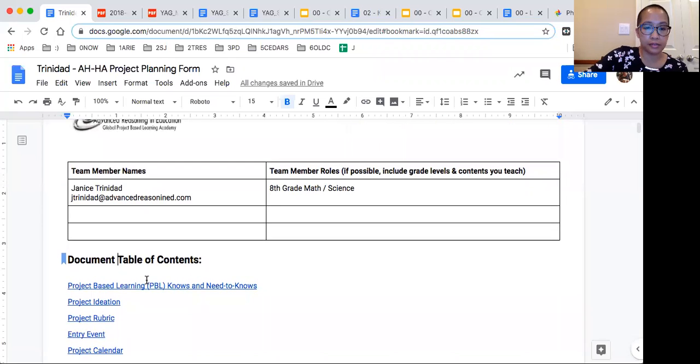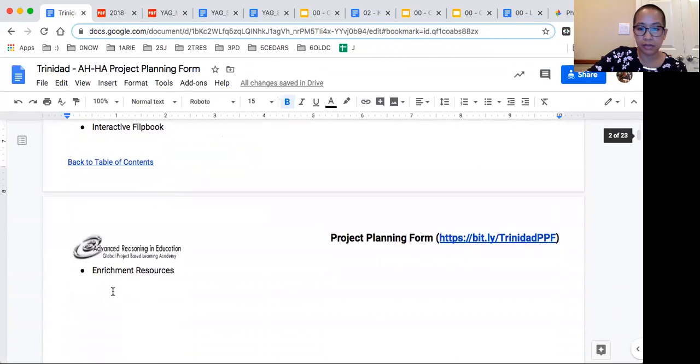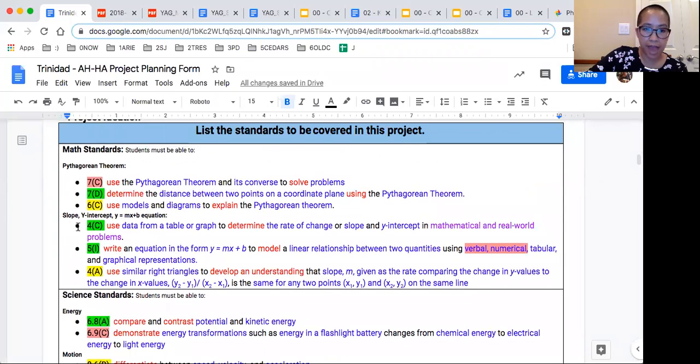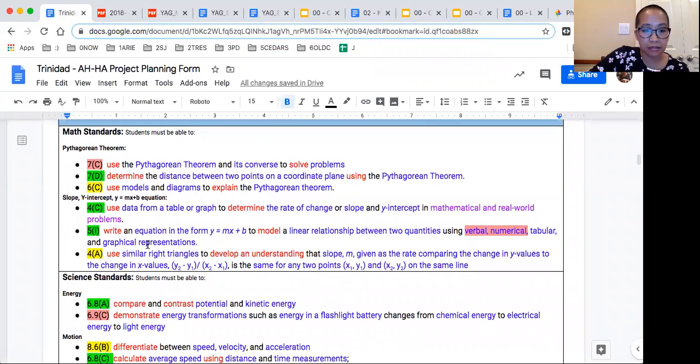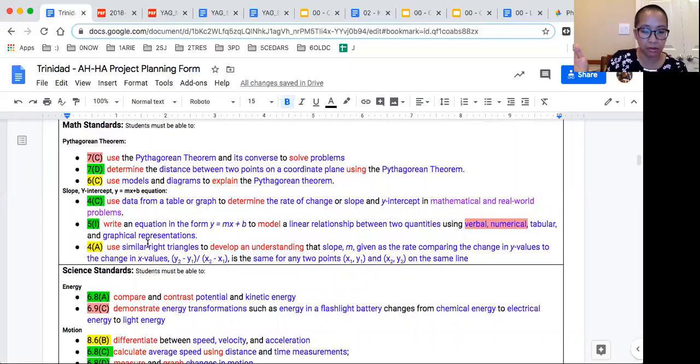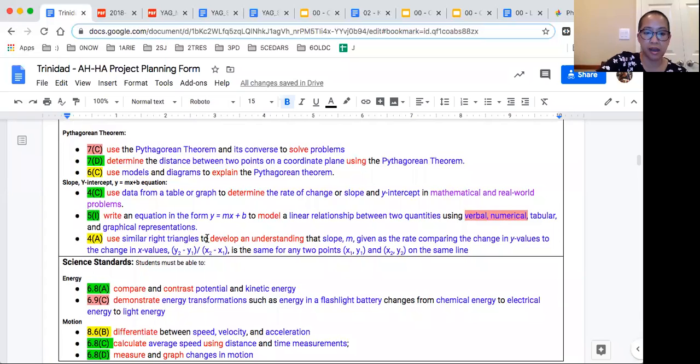So for context, in this project, the standards I'm targeting in a roller coaster context deal with, in math, Pythagorean theorem, slope, y-intercept, the y equals mx plus b equation. And in science, they deal with energy and motion. This is an integrated project where students were taking math with me in the morning and science with me in the afternoon. And throughout this project, they were learning these concepts through a context where they were roller coaster designers who were designing the roller coaster and using these standards to make sense of its performance and design.